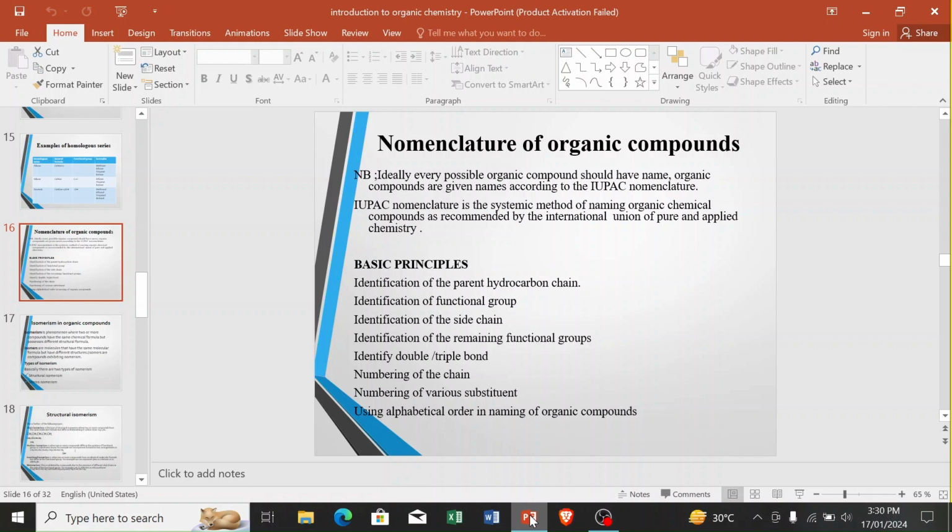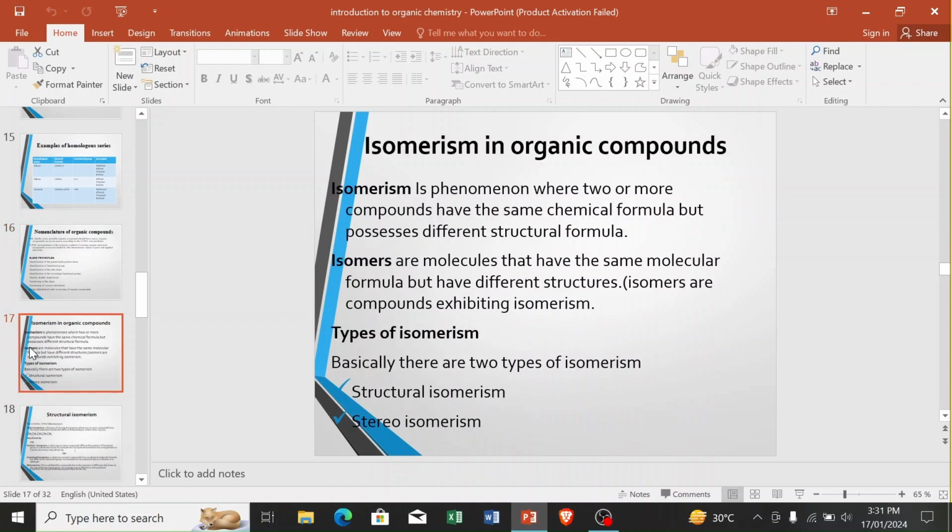One is identification of the parent hydrocarbon chain, and we are going to look at a few examples. Second, identification of a functional group, identification of the side chain, identifying the remaining functional groups that you have, identifying double or triple bonds in case your compound has them, numbering of the chain, numbering of various substituents using alphabetical order, and naming of organic compounds. Before we go to that, let's look at isomerism.